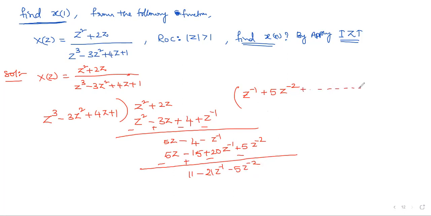Plus, and so on. Now, what is the x of z we got? This is what you need to write. This is the x of z. So now you write here, what is x of z we got? X of z is equal to z power minus 1 plus 5 times z power minus 2, and so on. Now apply the inverse z transform.